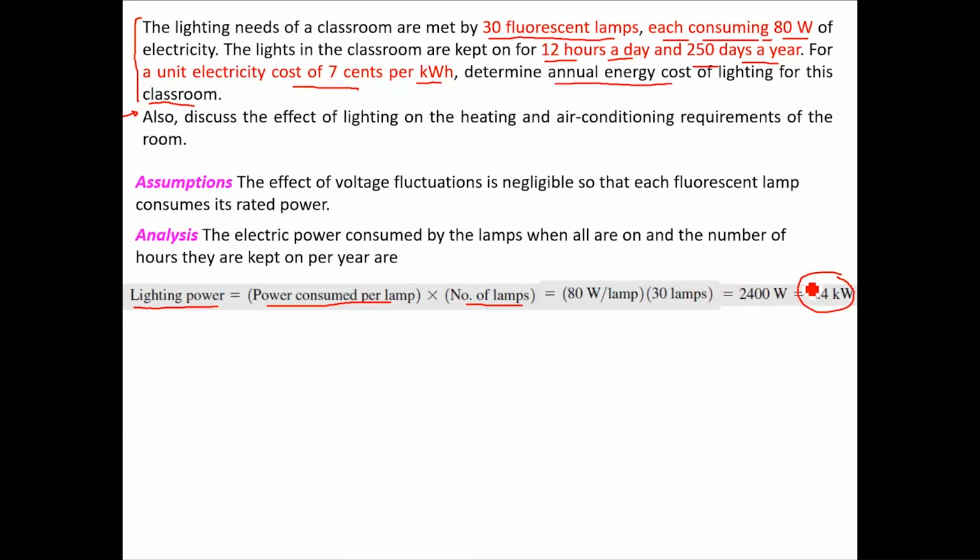The lights are switched on for 12 hours. And we know that all 30 lights are consuming 2.4 kilowatts. So if we multiply 12 with 2.4, we'll get the energy consumption for one whole day.